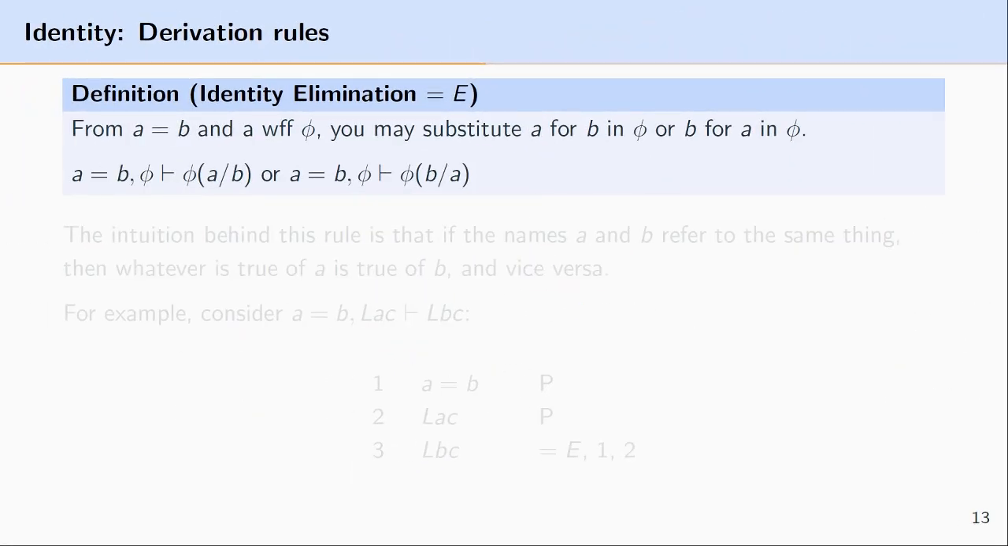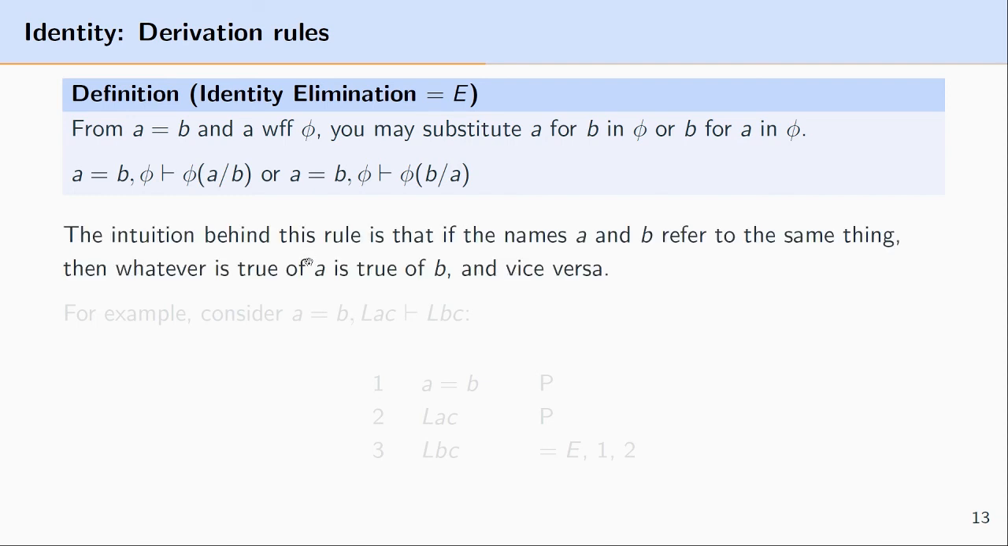The next rule is identity elimination. And this says that if you have a formula alpha equals beta, or A equals B, and another formula that contains one of those names, then you can substitute one name for the other. So you could substitute A for B in phi, or you could substitute B for A in phi. Let's look at some examples of this.